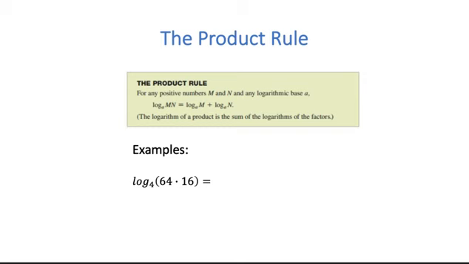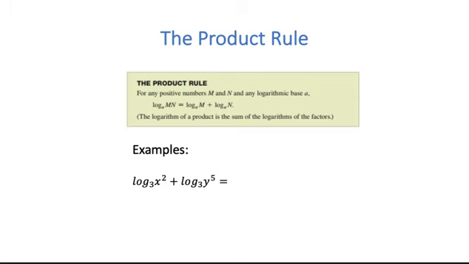So for example, if we have some expression like the log base 4 of 64 times 16, that's equal to the log base 4 of 64 plus the log base 4 of 16. Now, I can actually figure out the log base 4 of 64, which is 3, and the log base 4 of 16, which is 2. So this expression is equal to 5.